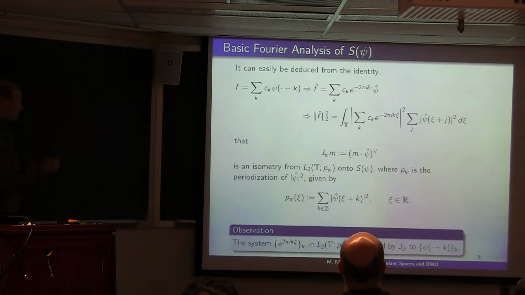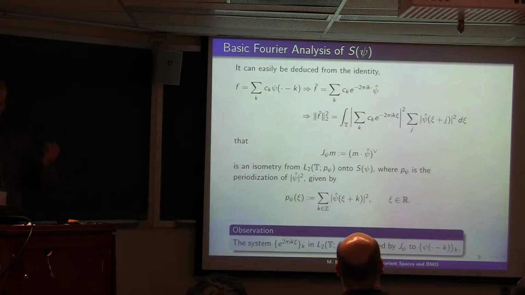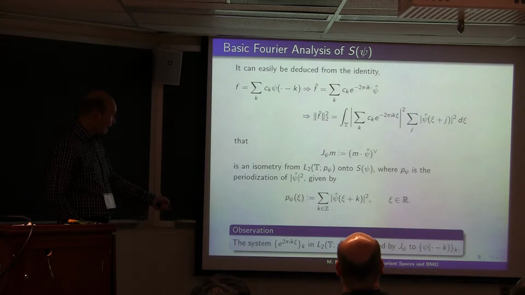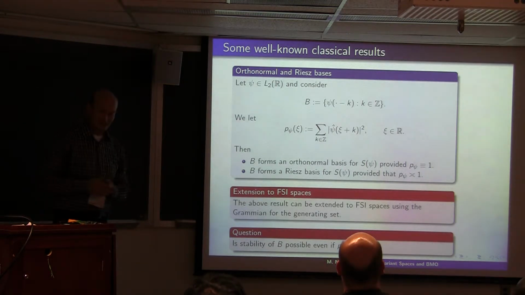Analysis shows that to study this shifted generating set, this candidate for a generating set, what is equivalent is to study the standard trigonometric system, not in L2 of the torus, but in L2 of the torus with a certain weight. And this weight depends on the generator, or candidate here. So we have an exact expression for this weight.